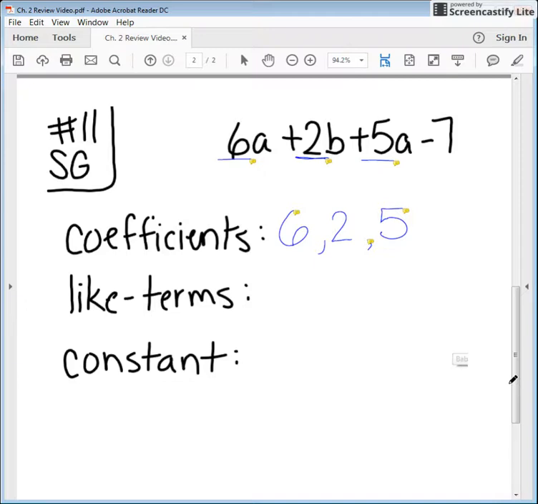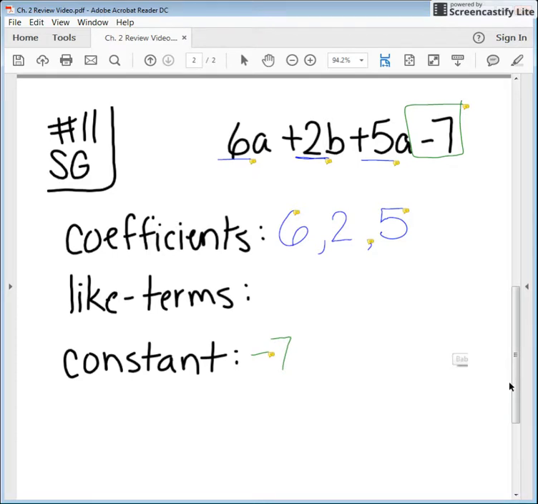It's just the number. But again, for all of these numbers, whether it's a coefficient, like term, or a constant, it owns the sign in front of it. So if there's a positive or an addition sign in front of the number, it's a positive. If there is a negative or a subtraction sign in front of the number, it is a negative number. So if I look at my constant, it can't have any variable. I only see one number that does not have a variable up here, and that is my negative 7. The sign stays with the 7, so it's a negative 7 for my constant.